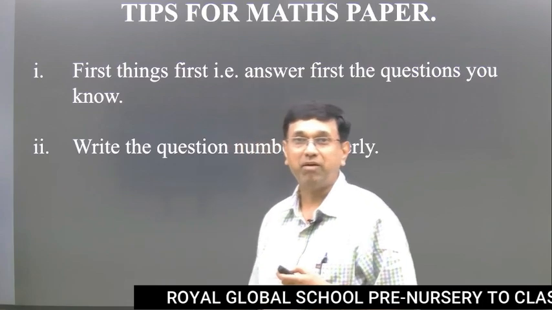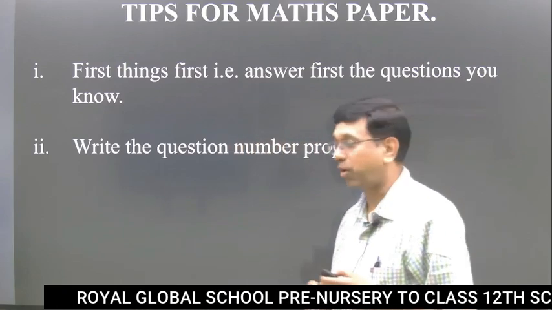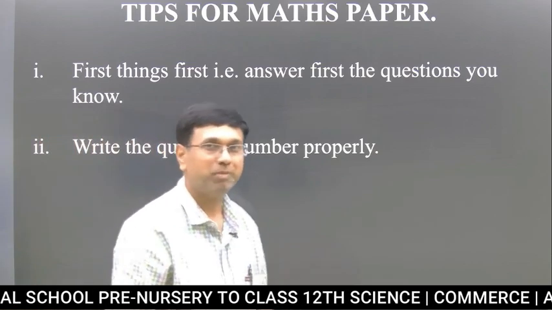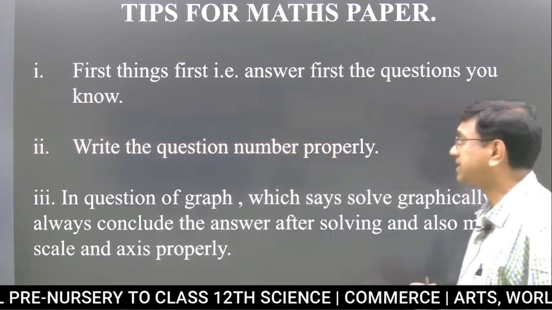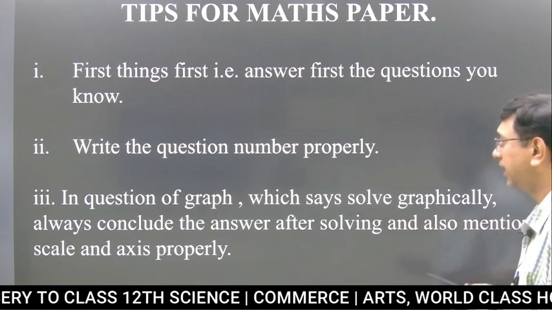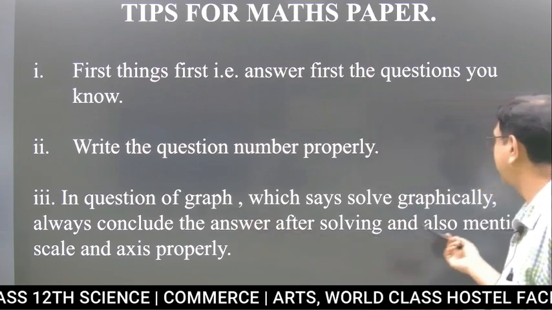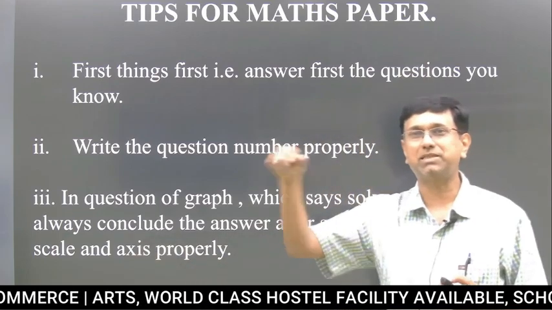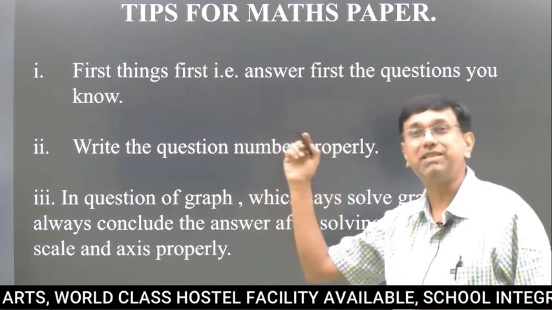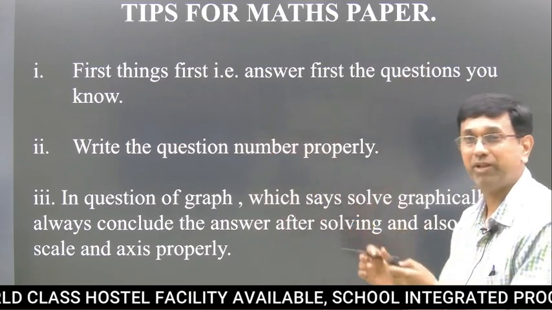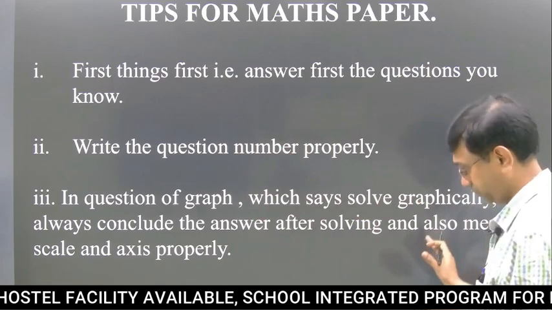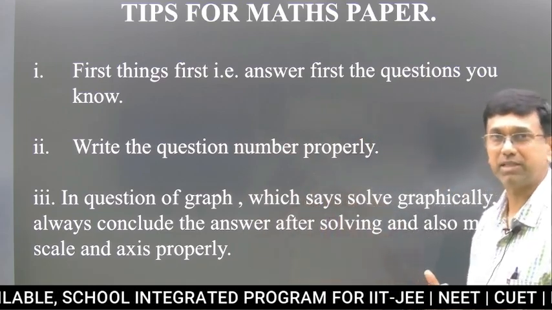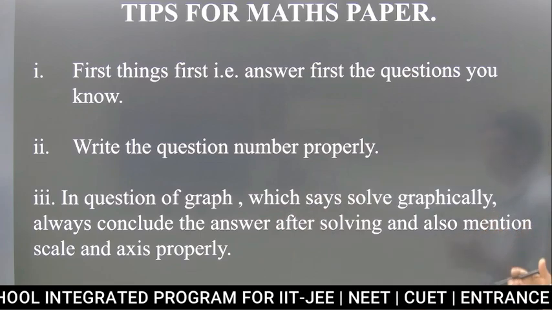आराम से. Write the question numbers properly. जल्दीबाजी में हम question numbers properly नहीं लिखते. You lose marks. In questions of graph which say solve graphically, always conclude the answer after solving and also mention the scale and axis. कुछ लोग बस ऐसे ग्राफ बना के आ गए. X axis, Y axis, the scale you have taken. So you need to do that and then conclude the solution. So you need to be doing this, right?